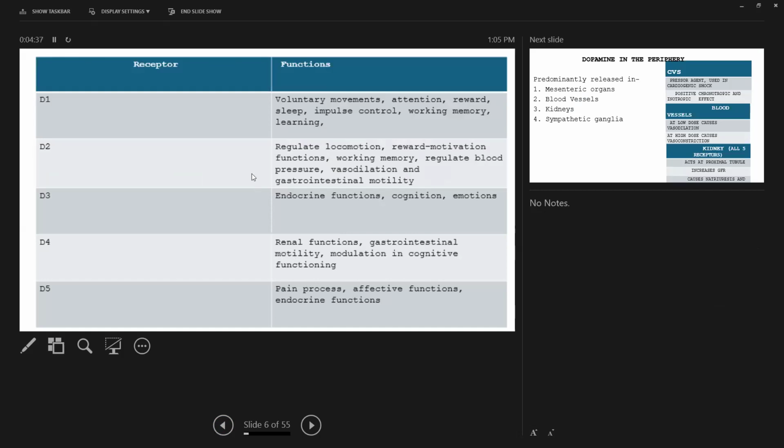Now, there are 5 receptors, so different receptors have different functions. D1 has function in voluntary movement, attention, reward, sleep, impulse control, working memory, and learning. D2 regulates locomotion. D3's main action is in endocrine function. D4 is in renal function and GI motility. And D5 is in pain processing.